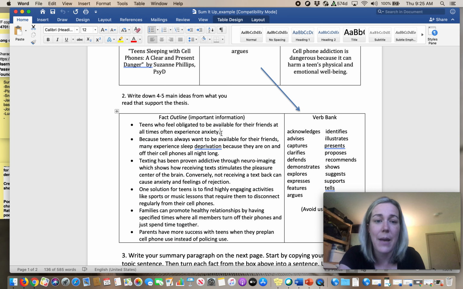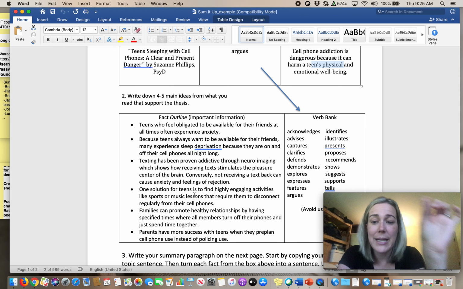So let's take a look at a couple of them. One says, teens who feel obligated to be available for their friends at all times often experience anxiety. That would directly connect to their emotional well-being. The second bullet point is, because teens always want to be available for their friends, many experience sleep deprivation because they are on their cell phones all throughout the night. That would affect their physical well-being. Okay, so as you can see, each bullet point directly connects to the main idea identified in the topic sentence. Either it harms their physical or their emotional well-being.